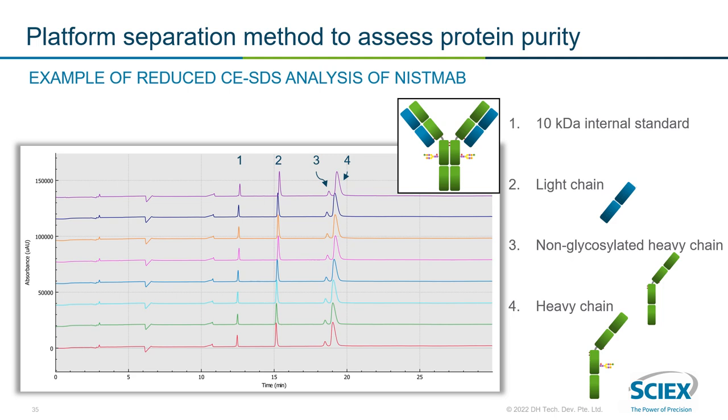This trace shows a typical IgG prepared under reducing conditions and shows from left to right the 10 kD marker, light chain, non-glycosylated heavy chain, and heavy chain peaks. These data show good reproducibility between multiple samples for the light and heavy chain of IgG using UV detection.